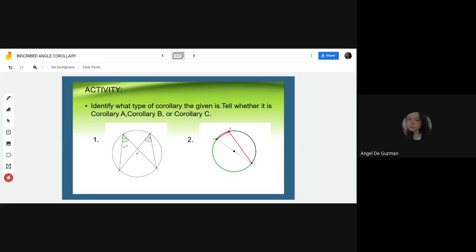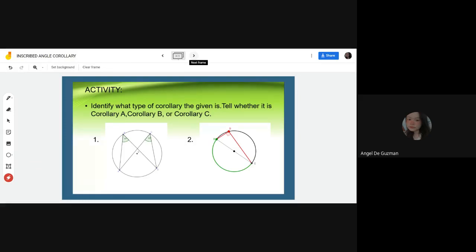So number 2, what kind of corollary is that? Kita niyo naman yung box. Saan ba natin ginagamit yung box? Kapag yung angle ay what? Anyone? Right angle, right angle. So what type of corollary is that? Corollary A, B, or C? Ano ba yung corollary na may right angle? Kapag dinivide yung 180 degrees, ang measure ng angle ay 90.